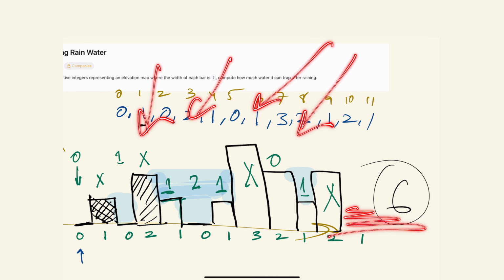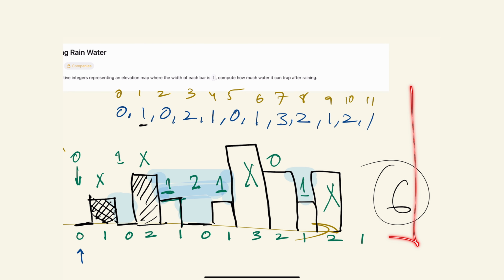Nothing will be held here because there is no supporting wall where it can hold the water. That's the reason I'm putting 0 here, 0 here. So the amount of the water will be held on these positions. This is how we can solve.